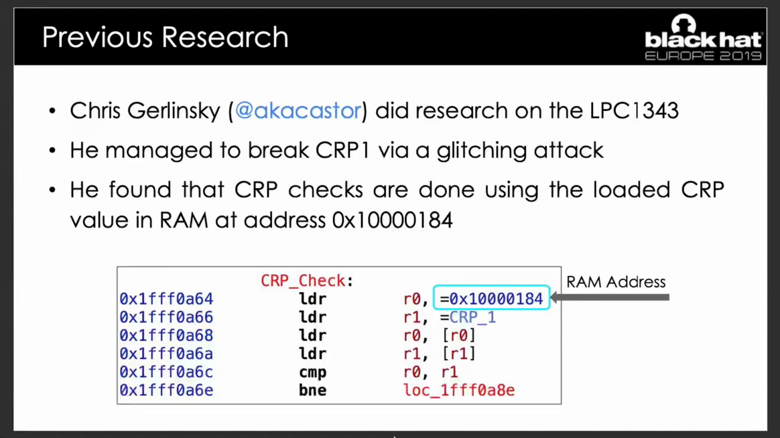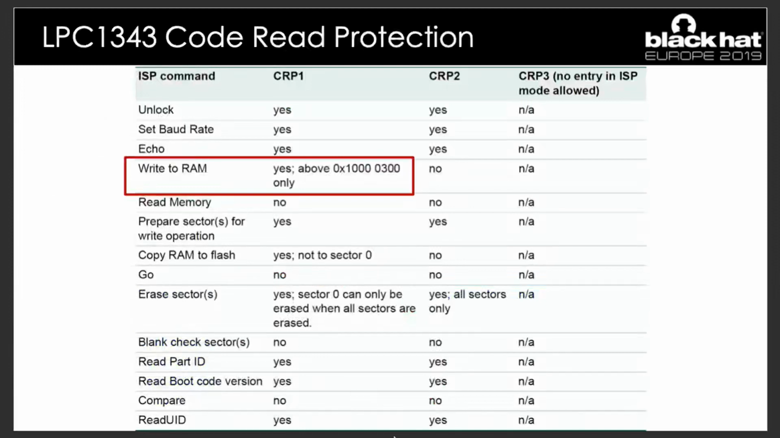And also, Chris found that the code protection, like any other device, is configured in some area and some address in the flash, and it gets loaded inside the memory address 184, and then it compares this address 184 with the actual configured code protection value to decide if the code protection is enabled or not. So yes, basically this is how it checks.